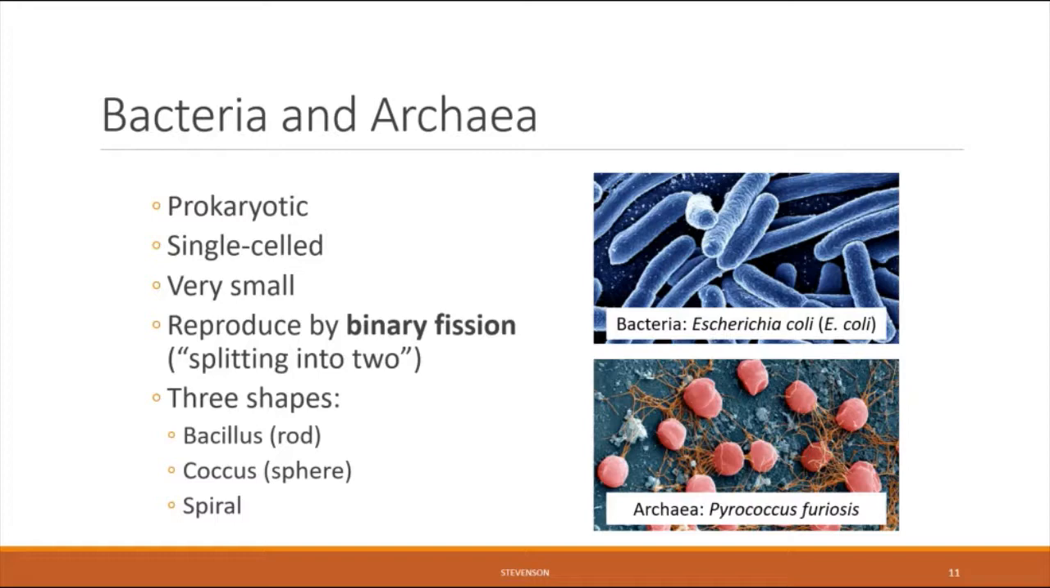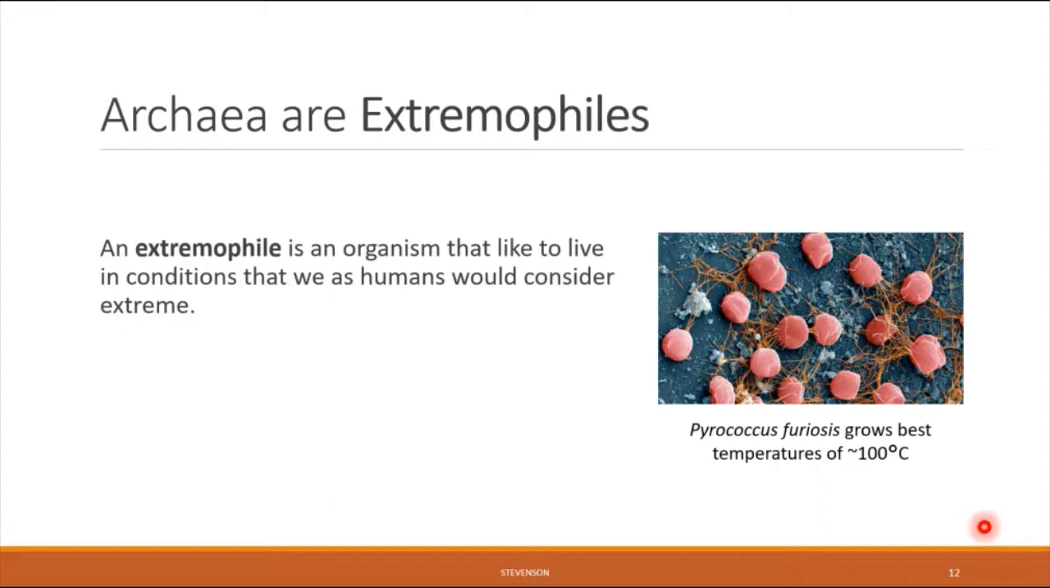One way in which they are different, however, is that most archaea are extremophiles. An extremophile is defined as an organism that likes to live in conditions that we as humans would consider extreme. For example, Pyrococcus furiosus, the archaea you saw on the last slide, actually grows best around temperatures of 100 degrees Celsius. That may not sound so bad, since we live in Arizona and 100 degrees sounds like not such a horrible temperature, but 100 degrees Fahrenheit is what we are familiar with. 100 degrees Celsius is actually much higher.